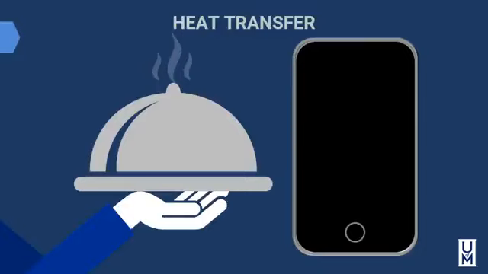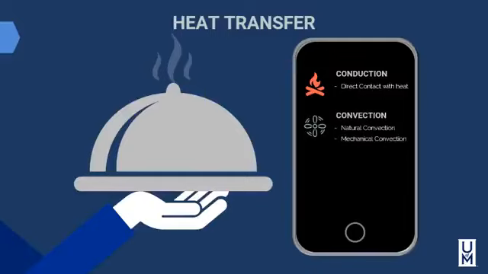Heat is transferred through one of three methods: conduction, which is direct contact with heat; convection, which can be natural convection or mechanical convection. Either way, it's the movement of air or heat through a medium such as air or water; and radiation, which is not to be misconstrued with, say, thermonuclear weapons. We're talking about infrared cooking and microwave style cooking.